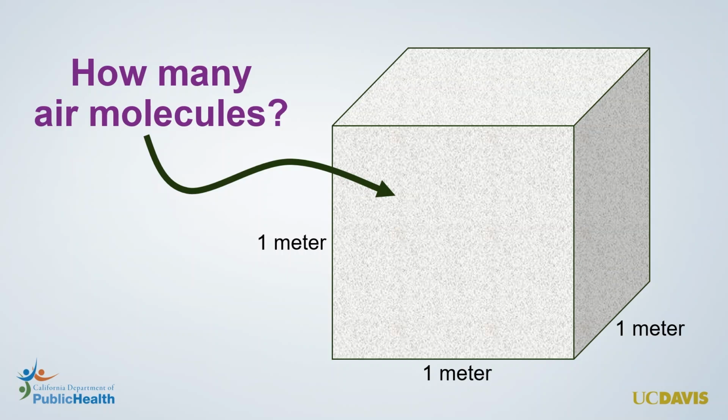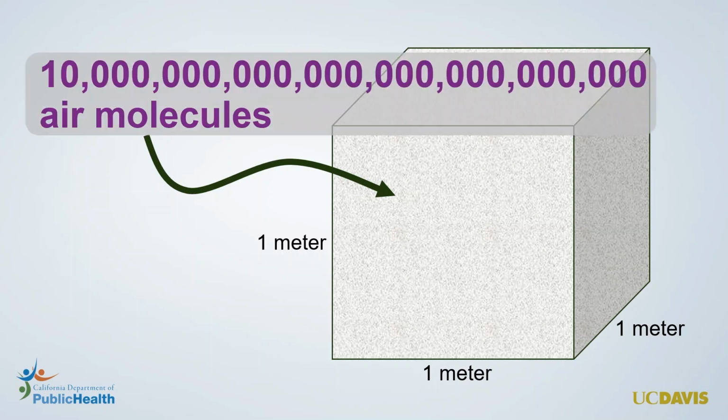Remember that we typically think about air pollution in terms of gases and particles. Let's start with gases. Consider a box full of air that's 1 meter by 1 meter by 1 meter. That's about 3 feet per side. How many air molecules do you think are inside? 1 million? A billion? Actually, there are more than 1 million billion air molecules inside that 1 cubic meter box.